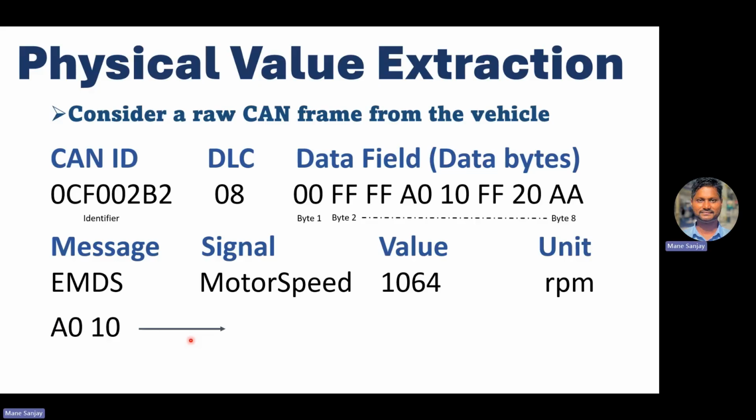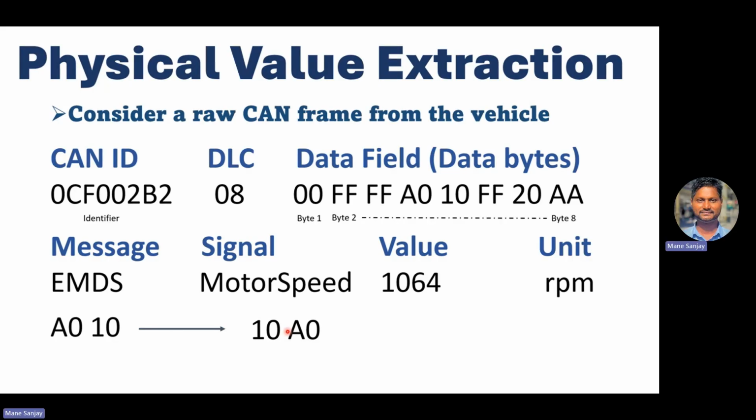Motor speed is little endian. Again, the CAN specification defines, while defining the signal, whether it's little endian or big endian. When I say little endian, I need to restore its byte order. Motor speed is little endian, which you can define even in the database file, and therefore I need to reorder the byte sequence from A010 to 10A0. That's what I have done here, and how it is represented in the raw frame. I got to know from the CAN specification that it's little endian, so I have reordered it.